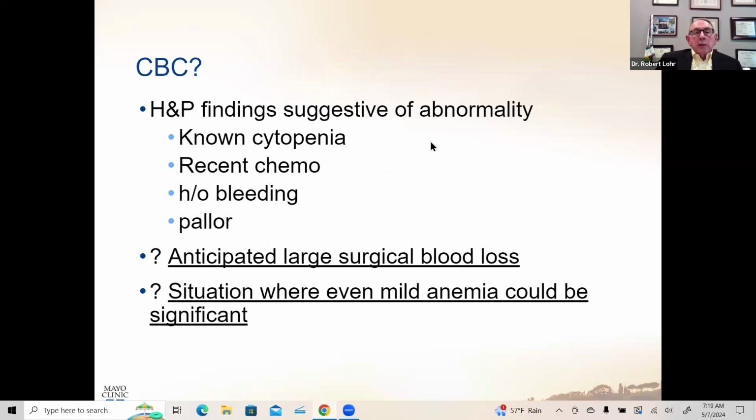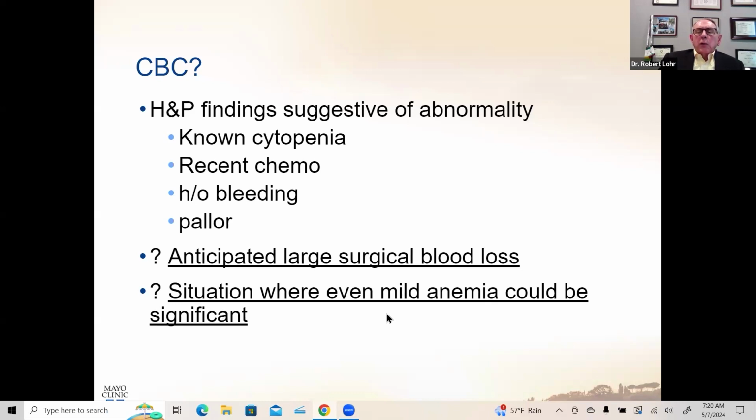How about the CBC? Again, if there are findings suggestive of an abnormality, you should do a CBC. Certainly, if there's a known cytopenia, recent chemotherapy, history of bleeding, if they look anemic, if they have pallor. I think more, these things happen, but more commonly, you would do the CBC if the patient is going for a procedure with a large, anticipated large blood loss, and a situation where even some mild anemia could be significant.